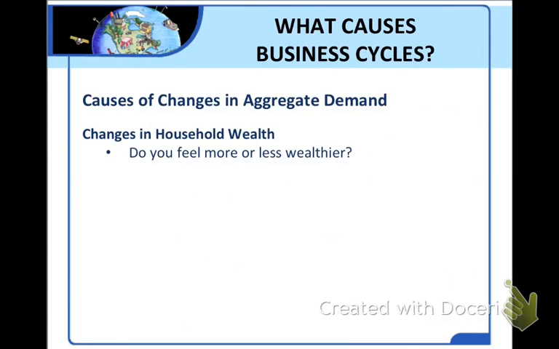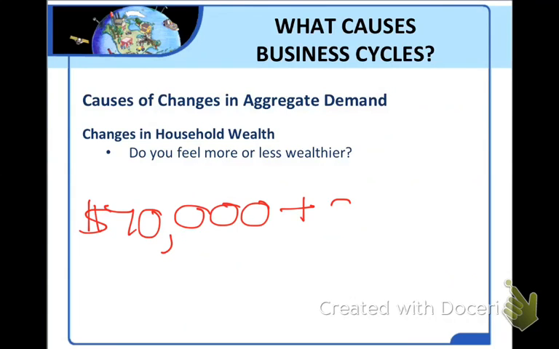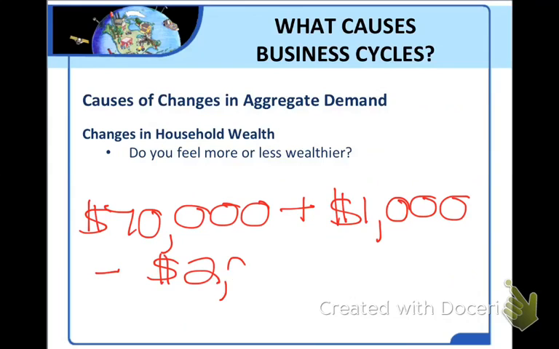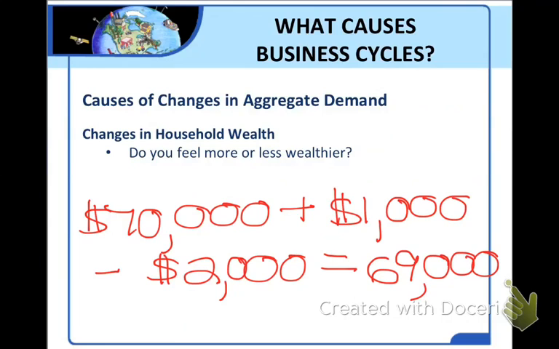Now suppose your old car becomes a hot collector's item and the Vintage Car Guide estimates its value at $70,000. Your wealth increases dramatically to $70,000 plus the $1,000 that's in your bank account minus the $2,000 that you owe your parents, and now your net worth is equal to $69,000. So it's increased dramatically as a result of that.